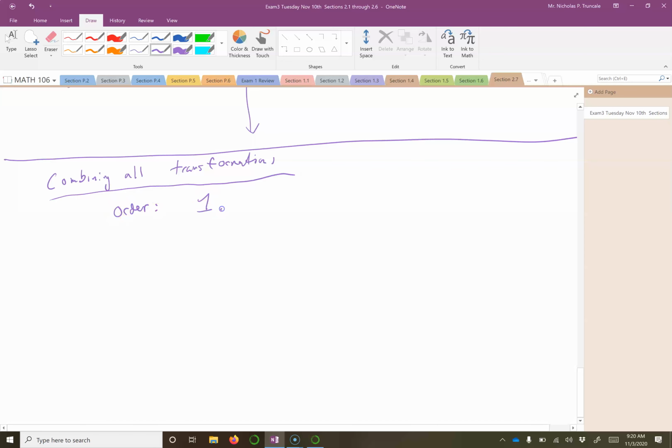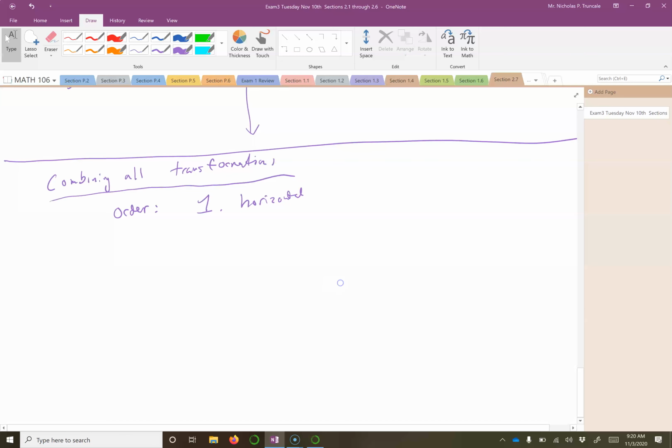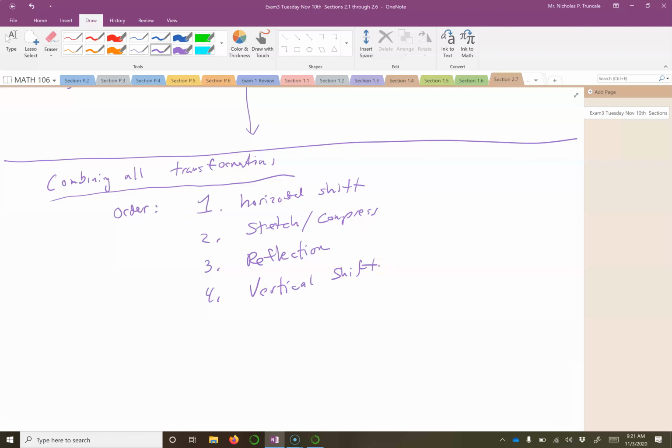The first thing you should do is the horizontal shift. So get that out of the way first. Then you're going to do any stretching or compressing. Then you're going to do reflection. And then lastly is the vertical shift. Okay? And we're going to go ahead and do one of these examples.